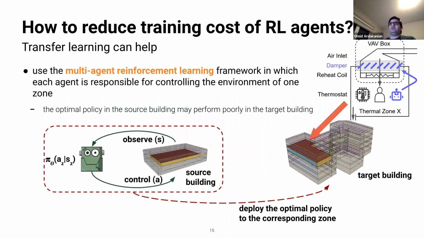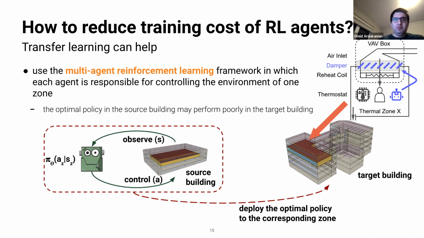Proposal two is to use the multi-agent reinforcement learning framework, in which we have a particular agent for every zone of our building. This is helpful because every zone, as you see on the right-hand side, has its own local control system, for example a variable air volume system. Inside the variable air volume system, you have multiple sense and control points. So maybe there is more similarity between VAV systems than between buildings in general.